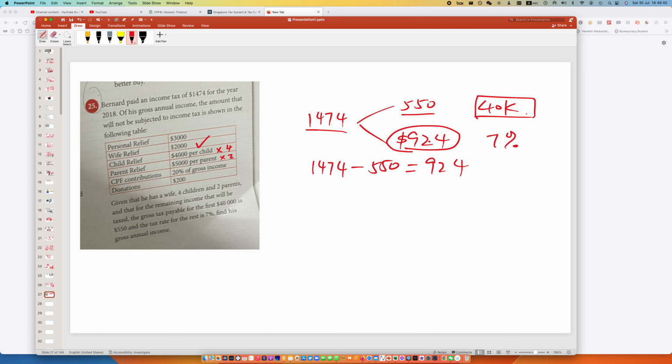So the remaining is 924 divided by the 7%, which is... I got 132. So little one cannot be. Wait. 924 divided by 0.07.